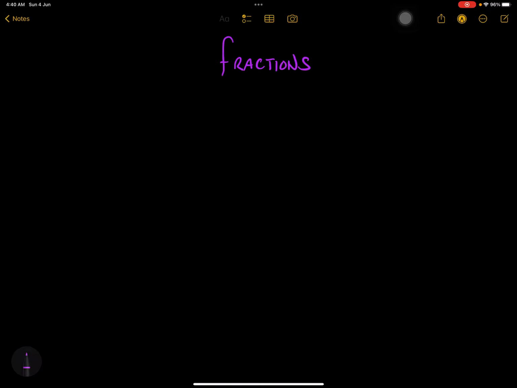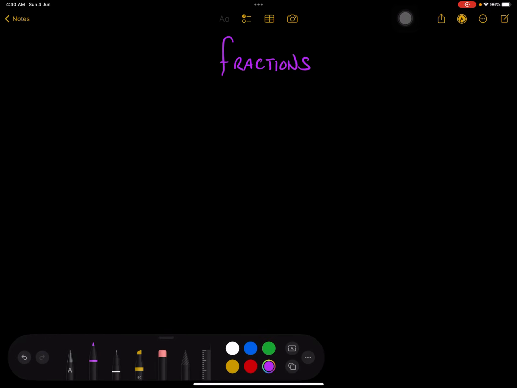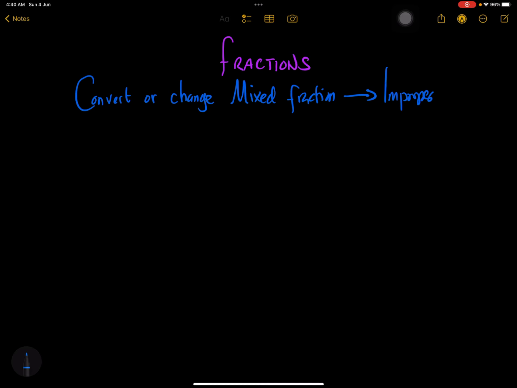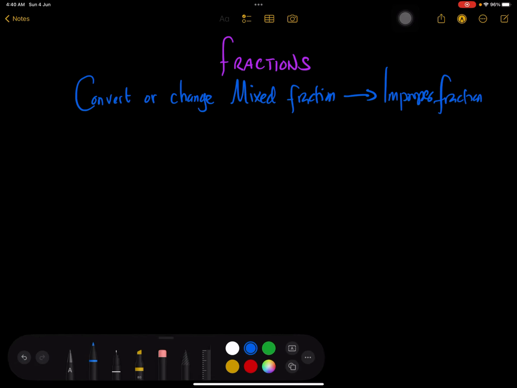We're going to be looking at how to convert, or change, a mixed fraction to an improper fraction, and vice versa. So let's take a look at this.